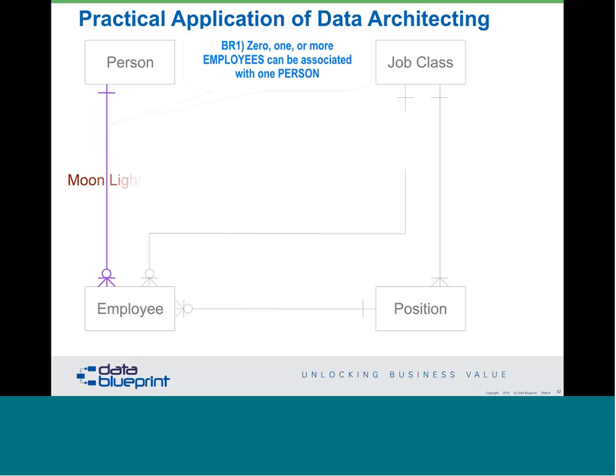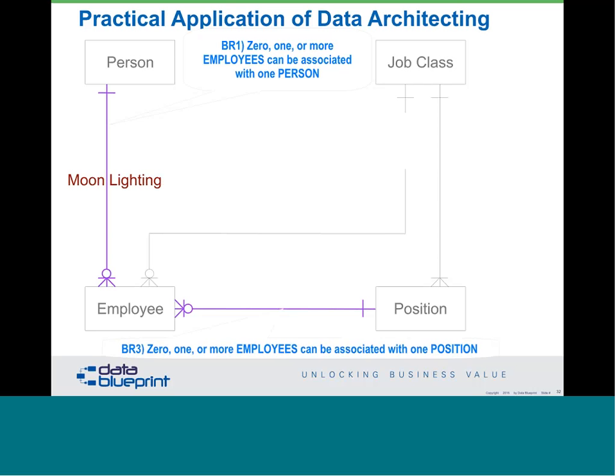The practice that I'm describing here is moonlighting. So somebody taking 1 job and working another job part-time, perhaps to fill their college tuition funds or something like that. Another example of the same thing here is that an employee can be associated with 1 position.